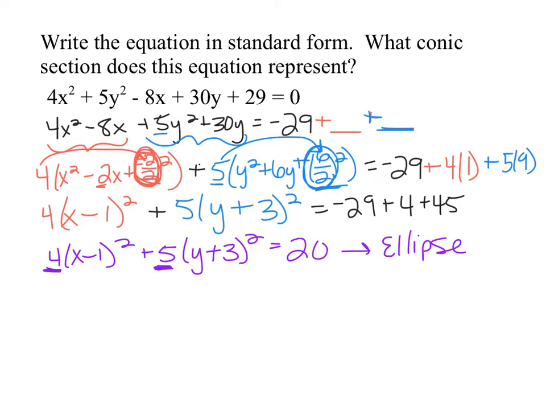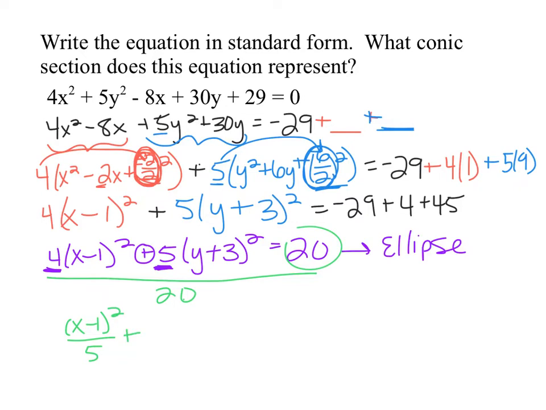Another reason we know it's an ellipse is because there's a plus in the middle. You could think, oh, this looks like a hyperbola. Well, since there's a plus in the middle, that means it's an ellipse. If it was a minus, it would be a hyperbola. So in order to keep going and figure out that this is an ellipse, you could then divide everything by the 20 here. So you would get x minus 1 squared, 4 over 20 is 1/5, plus y plus 3 squared over, 5 over 20 is 1/4, so over 5, equals 1.